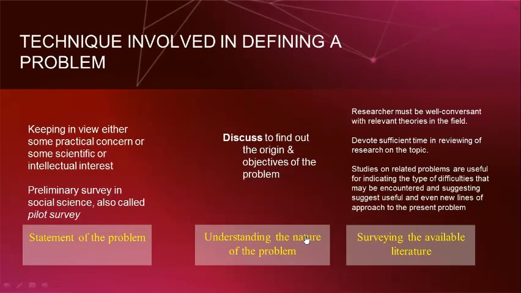The third is surveying the available literature. Like I have been saying, literature review is very much essential, because it is useful for indicating the type of difficulties a researcher may encounter in the present study, and the various shortcomings. When he knows these things beforehand, he will have a definite approach towards them. He will be well prepared to try to solve his problem.